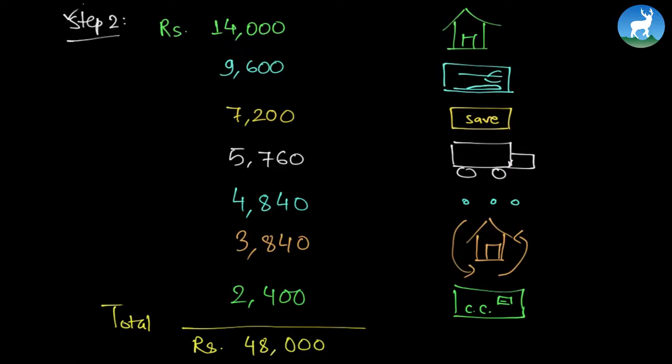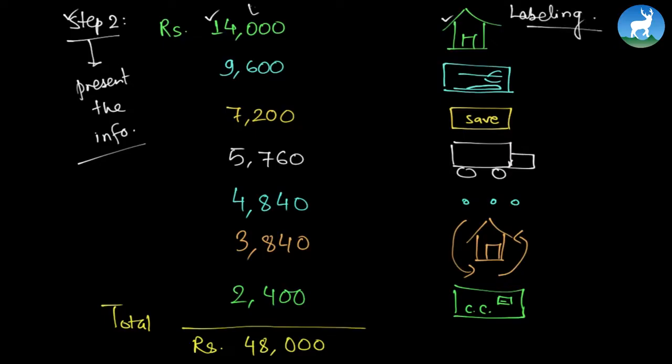Step number 1 is all about gathering information, but step number 2 is about presenting them in a proper way. You're going to present the information, only one piece of information in a single line. You can label them or draw things like this. This is what we call labeling, and this column is what we call the expenses or the necessary information. Just by looking at it, we can find out that 14,000 is gone to house, 9,600 is gone to your restaurant bill, 7,200 is what you save in a month, 5,760 is gone to vehicle, and likewise.